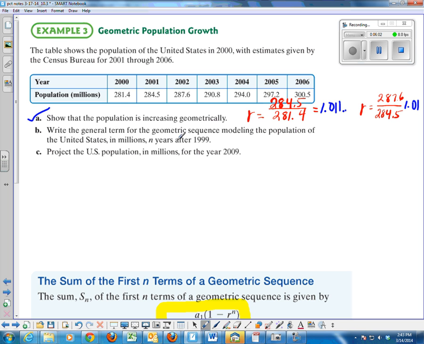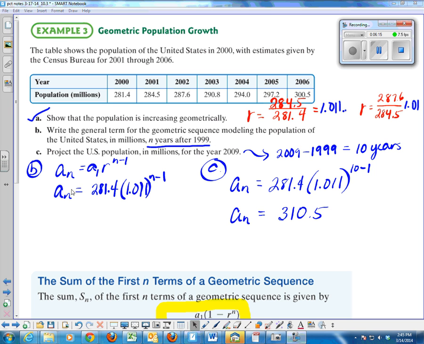Part B, write the general form for the geometric sequence modeling the population of the United States n years after 1999. If we look at part B, we're supposed to write the general form for the sequence. So we start with the formula. A sub 1 is 281.4. The R is 1.011, so that goes in here to the n minus 1. Keep in mind this has two variables, n and a sub n, so that's our formula, two-variable formula.